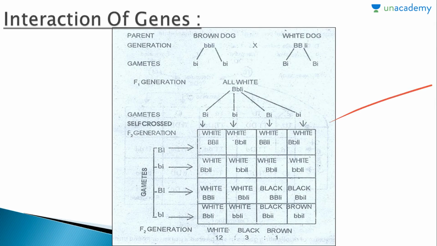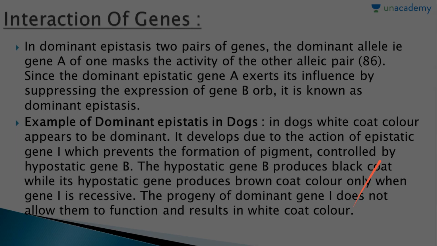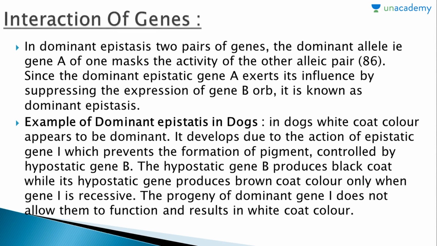And now there is another example. The parental generation shows a brown dog and a white dog. These are the gametes formed, and in the F1 generation, all white dogs were formed. When these were crossed, in the F2 generation we obtained this result, in which 12 were white, 3 were black, and 1 was brown. So you can study in detail from here. Now in dominant epistasis, of the two pairs of genes, the dominant allele, gene A, masks the activity of the other allelic pair.